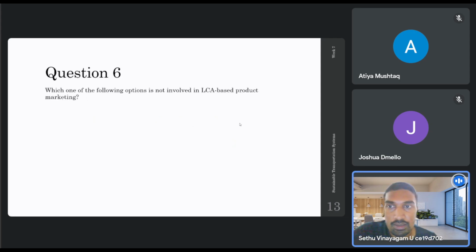Okay, question number 6 is, which one of the following options is not involved in LCA based product marketing? So options are environmental claim, user friendly, eco labeling, and product declaration.